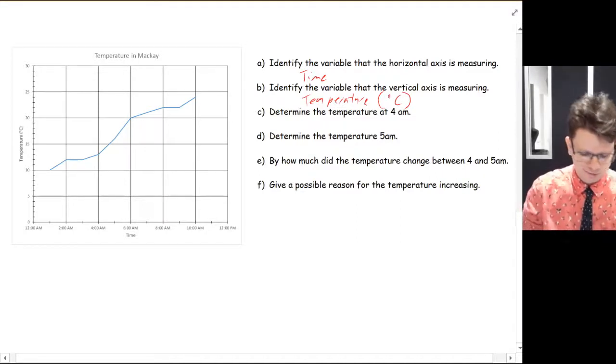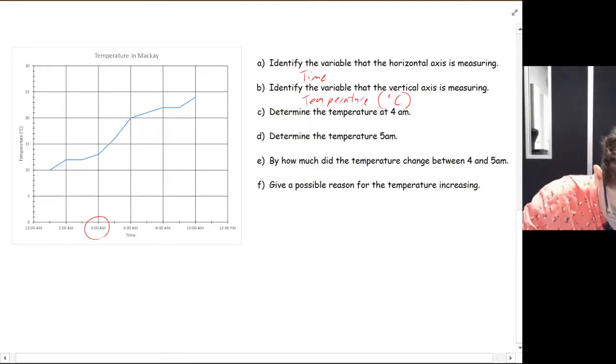Determine the temperature at 4 a.m. 4 a.m.'s here, heading up to the line, and we can see that that matches up with this almost perfectly. You can see just across. So that's 10, 11, 12, 13 degrees Celsius.